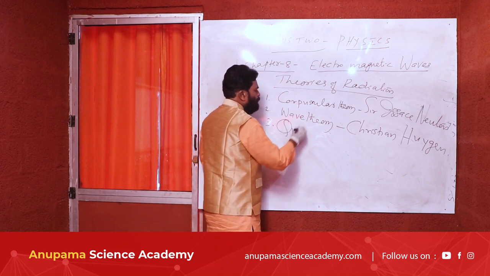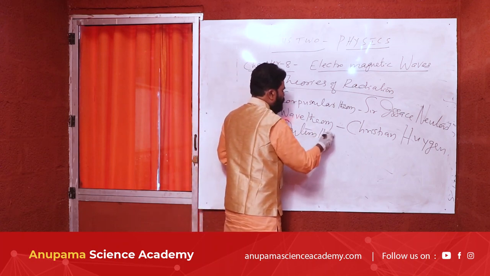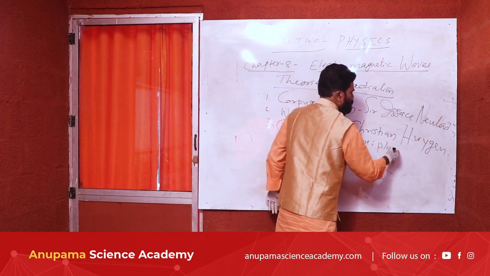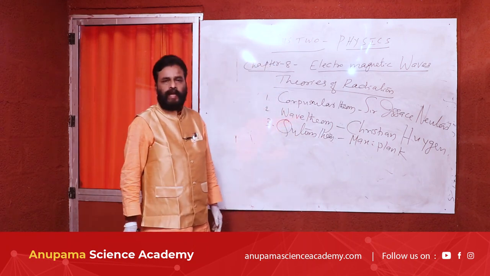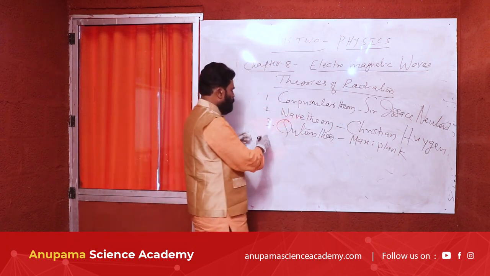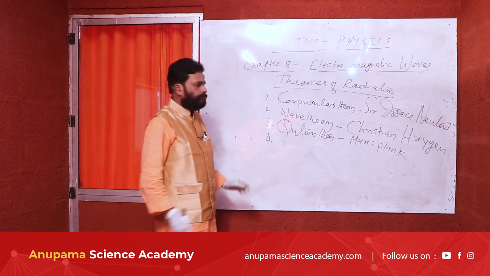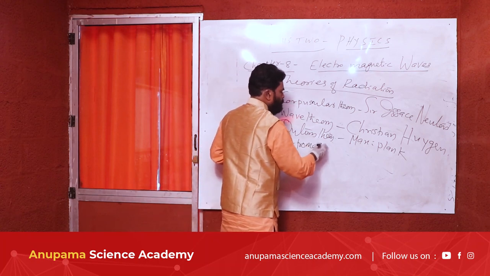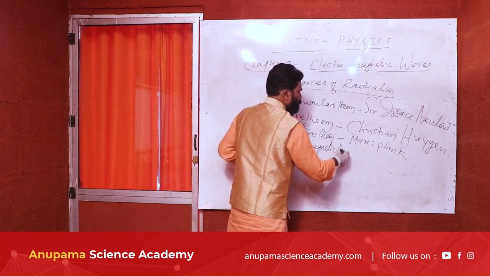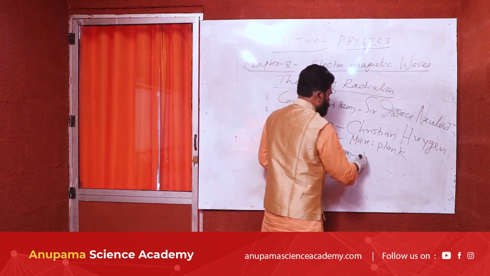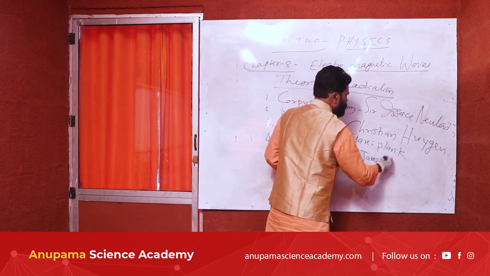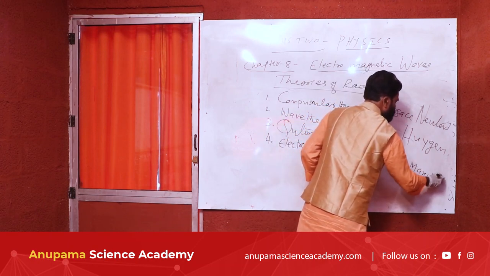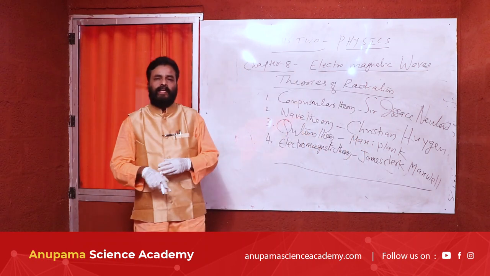Third one is the quantum theory by Max Planck, that is E equals h nu, which consists of packets of quantum. And the fourth one is the electromagnetic theory by James Clerk Maxwell. These are the four theories in radiation.